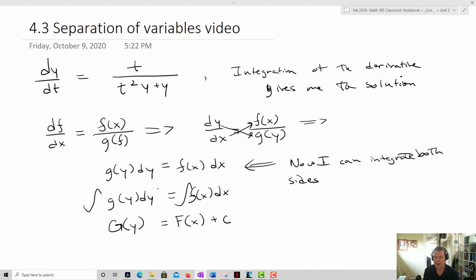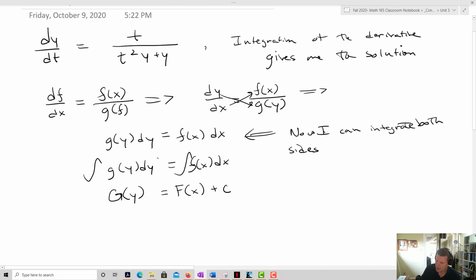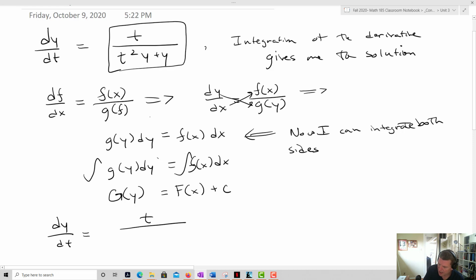So let's see how it plays out when we do this particular problem, because I think seeing it done will make it a lot more clear. Okay? So on the side where I have my functions, I need to separate it into functions of t and functions of y. So I'm going to have dy/dt equals t, and by factoring out a y, I'll get y times (t squared plus 1). So now my y's and my t's are actually separated.